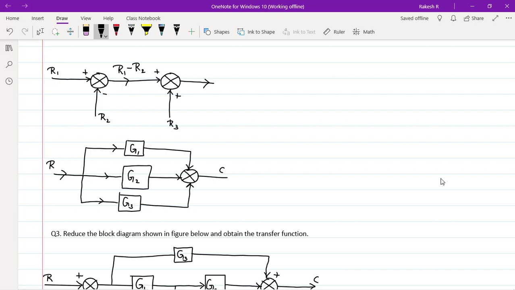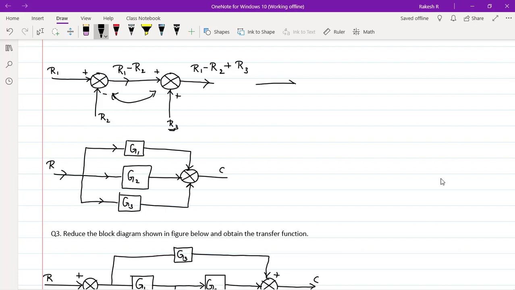Now, after the next summing point, the answer we get is R1 minus R2 from this signal, and then R3 needs to be added, plus R3. This is the output here. Now I'll interchange these two blocks. Now we shall see what happens.